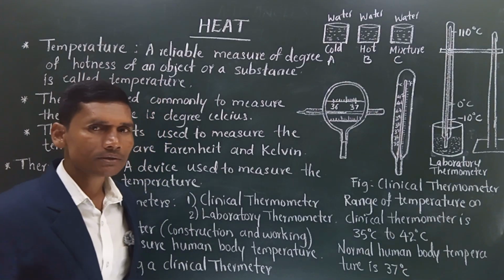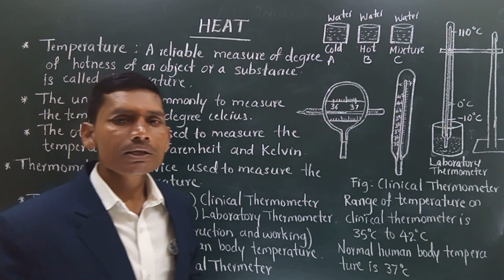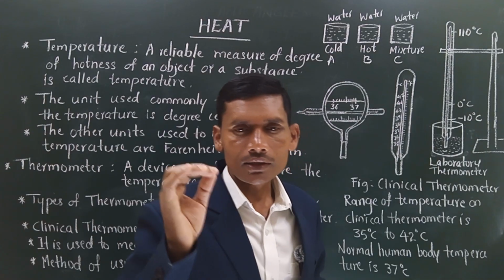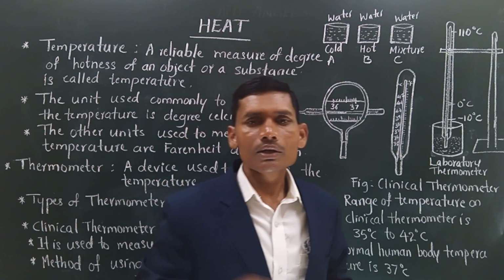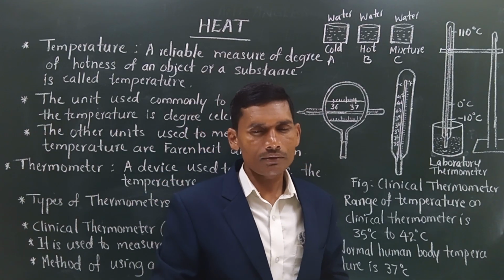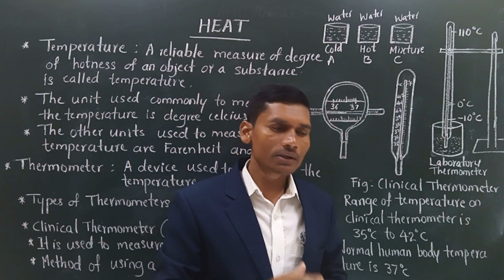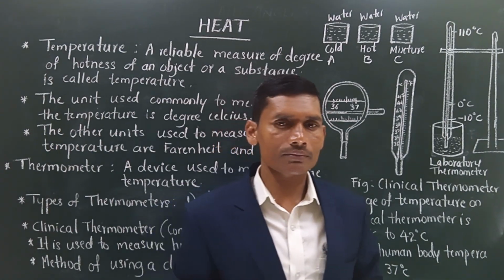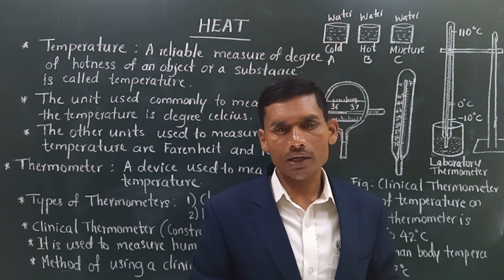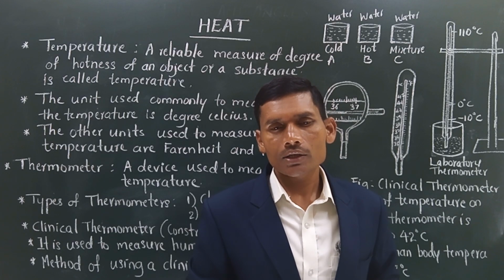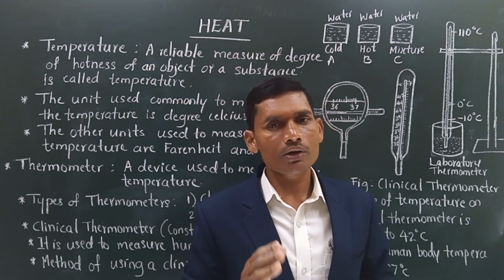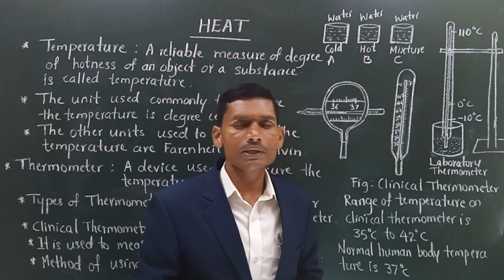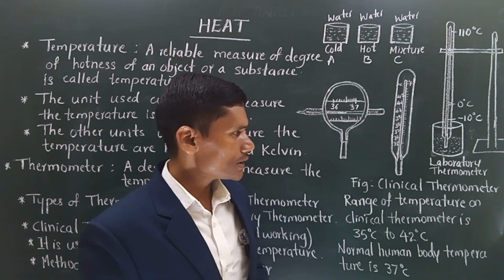Temperature is measured in terms of degree Celsius, Kelvin or Fahrenheit. All the three units are used. Most commonly we use degree Celsius, and Fahrenheit can also be used. Kelvin is the SI unit of temperature. If you want to measure the temperature in the SI unit, that is Kelvin, right?